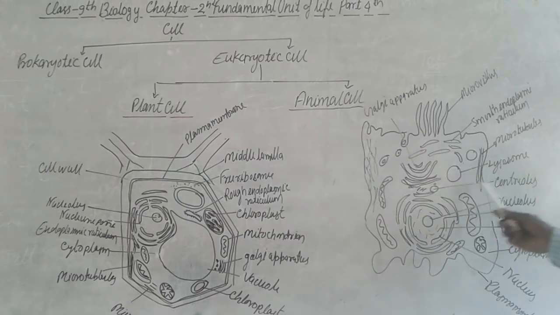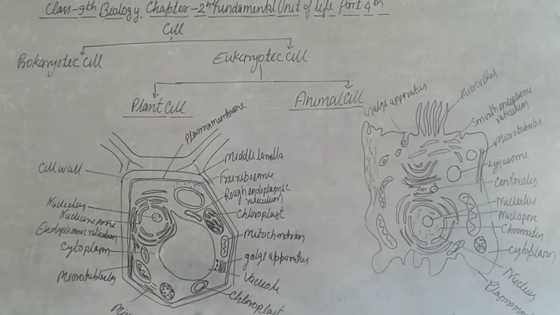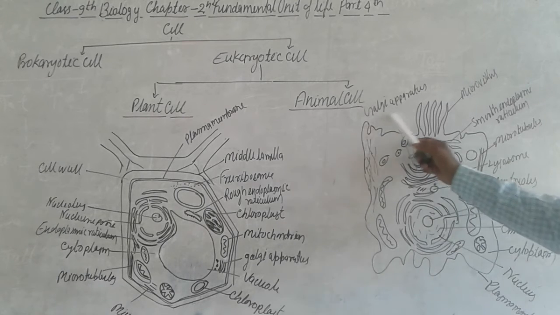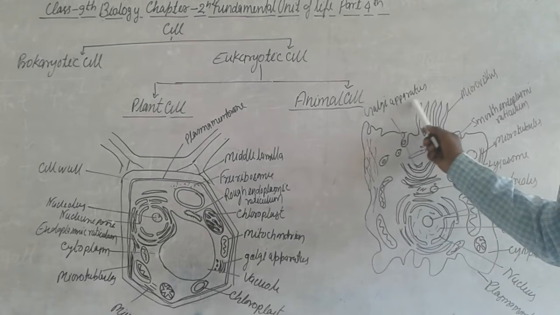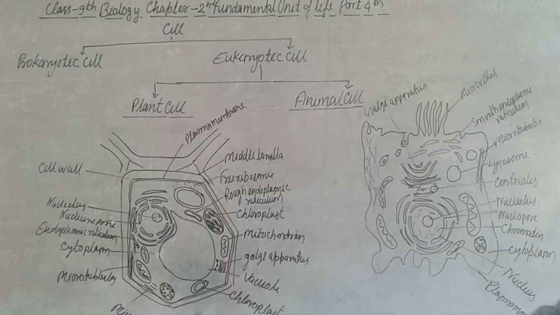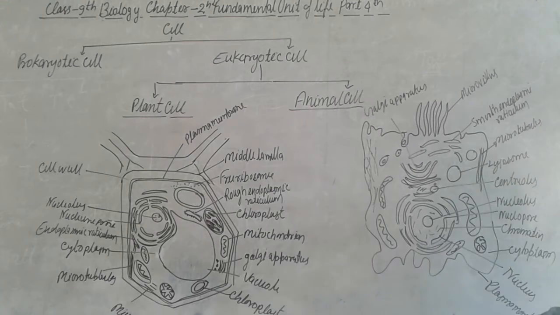You can see this diagram is the animal cell diagram. This is the Golgi apparatus. It is present in the mid side. The Golgi apparatus is involved in protein synthesis also. Mainly the protein synthesis process is completed by the ribosomes, but the Golgi apparatus is also involved in protein synthesis.